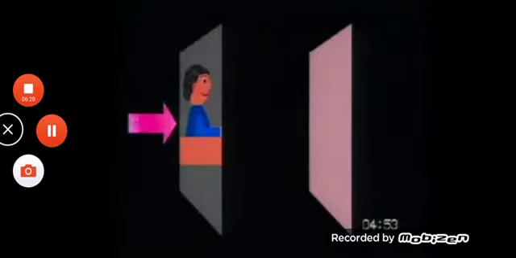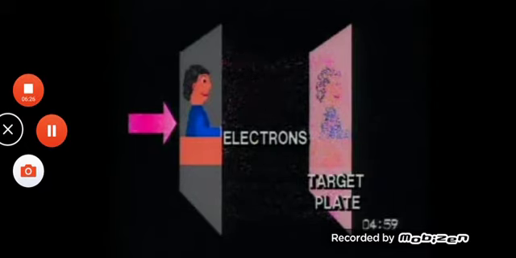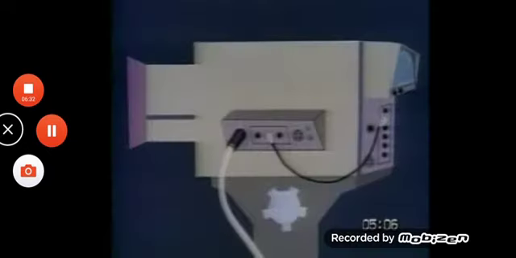This plate throws off electrons whenever light falls on the object. In the bright areas of the picture, it throws off many electrons, and in the dark areas, few electrons. So the electrons are then collected on a target plate in the form of electrons.